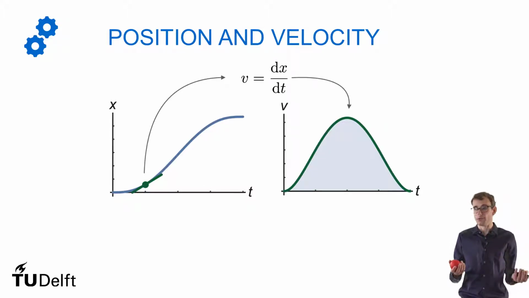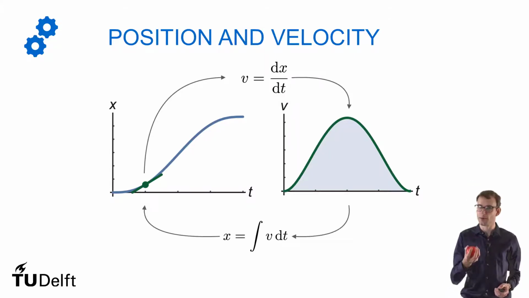Now, if I know not the position, but I've measured the velocity of the ball, and I want to know where it is, I can also go back and do the inverse operation of differentiating. I have to integrate the velocity to know where the ball ends up.